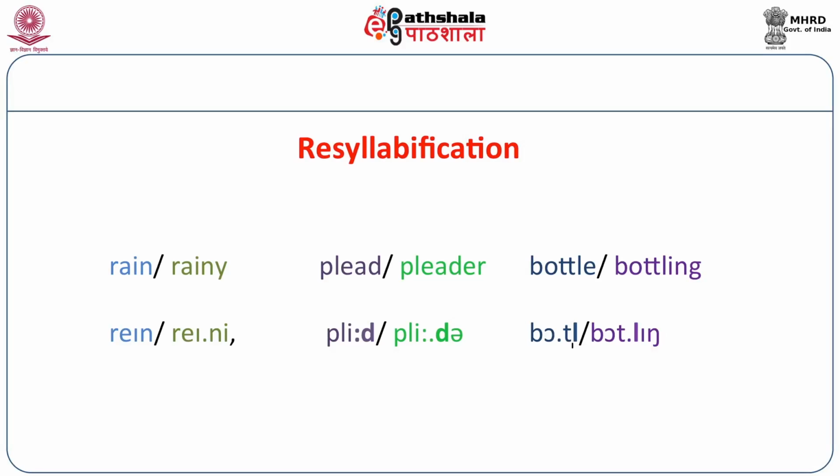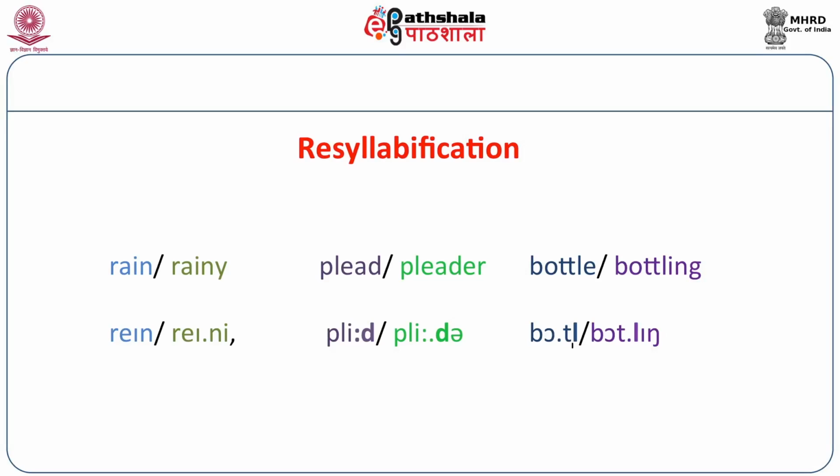That is, a consonant that has one syllabic representation in a word may be resyllabified when a complex, longer word is formed. And you have the examples on the screen: rain, raining, plead, pleader, bottle, bottling, etc. Now in bottle, the l is a syllabic consonant, but when ing is added to it, in most varieties it becomes non-syllabic, such as bottling.